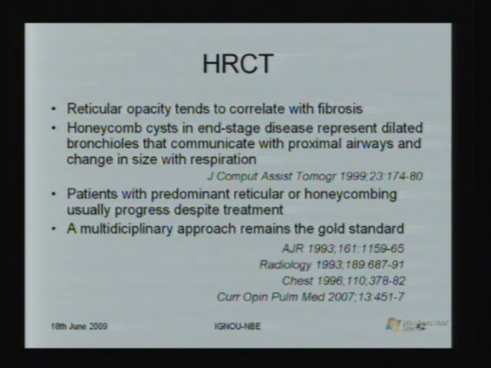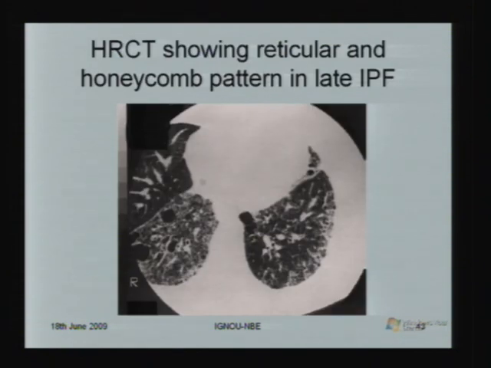Reticular opacities tend to correlate with fibrosis. Honeycomb cysts in the end-stage disease represent dilated bronchioles that communicate with the proximal airways and are seen to change in size with respiration. Patients with predominant reticular or honeycombing usually progress despite treatment. A multidisciplinary approach, therefore, remains the gold standard of diagnosis.